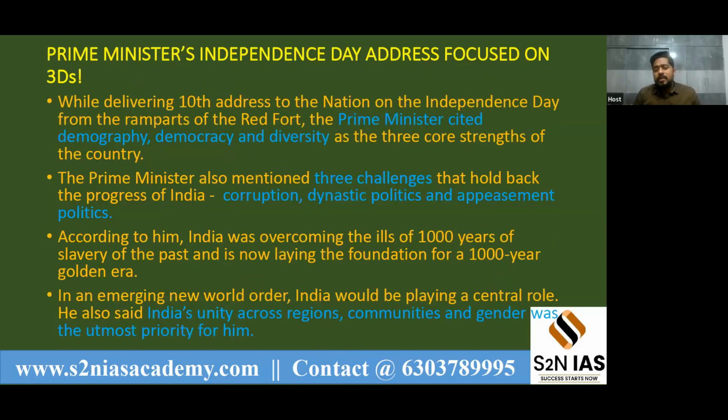The Prime Minister's Independence Day address focused on three Ds. What are the three Ds? Demography, democracy, and diversity. As Deepthi ma'am said, demography is the study of population. By studying the population of India, 60 to 70% of the population is young. The majority of them are educated. Of course, some of them lack skills. So by giving health, education, and skills to the working age population, India can use this human capital as a basic resource to become a developed country.